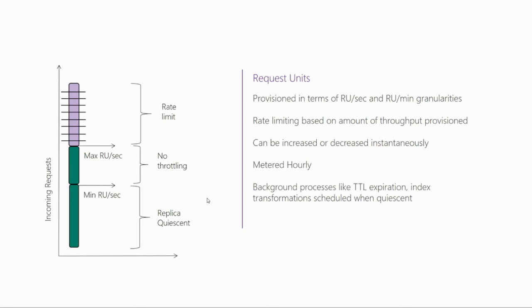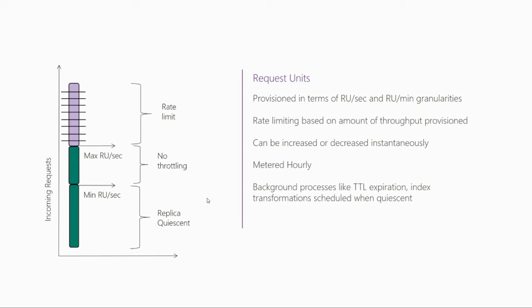So these are provisioned in terms of RUs per second. The rate limiting is based on the amount of throughput provisioned. So overall, if you provision, let's say, 400 RUs per second, if you decide to exceed that, we do rate limit, saying that you've hit the limit. Luckily, in most application cases, with a little bit of throttling and retrying, you're OK. And we have that logic already embedded in.